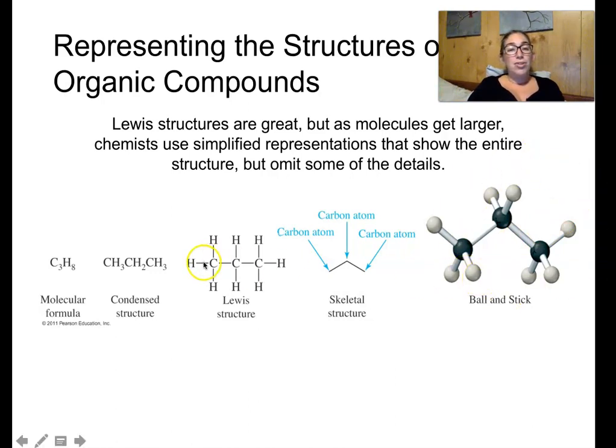Because remember, Lewis structures are a great way to show connections, but molecules in real life are not 2-dimensional, they're 3-dimensional. And so in organic chemistry classes, it's usually important to visualize that and keep that in mind. So a lot of textbooks will at least show pictures in ball and stick form, so you'll see that in this class. But what we're going to talk about in this chapter is how to go from Lewis structures and convert them into condensed structure and skeletal structure.